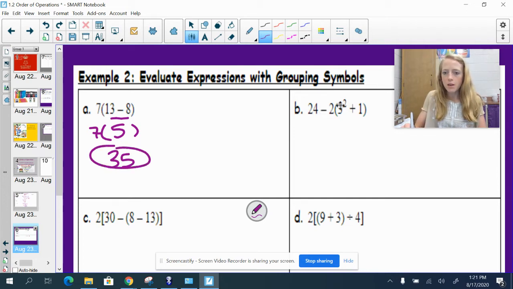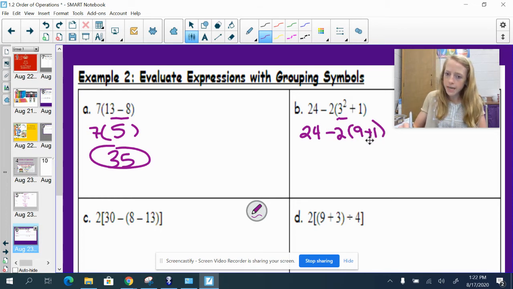Okay, part B. Work inside the parentheses first. Inside of the parentheses, you have other order of operations you need to concern yourself with, which would be the 3 squared. So you're actually going to do the 3 squared first. Copy down everything else. 24 minus 2, parentheses, 3 squared becomes 9.